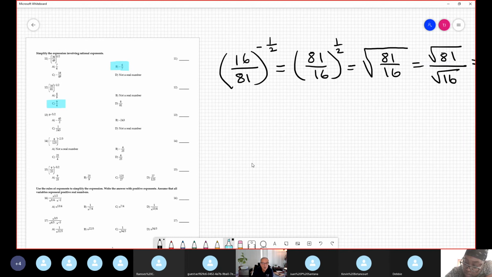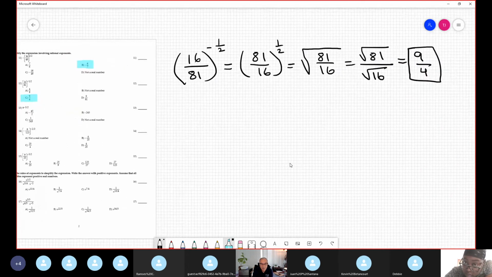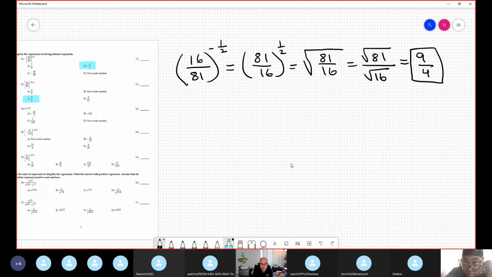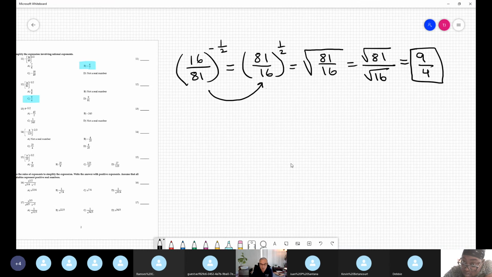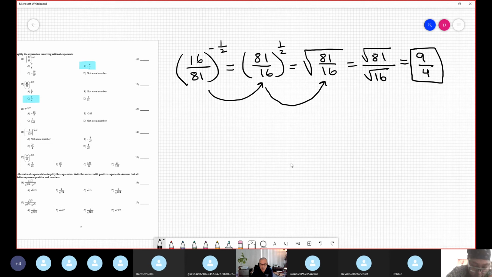9 over 4, 9 over 4. Everyone follow me step by step. Negative exponent. First of all, convert the negative exponent to a positive exponent. This step is conversion of negative exponent to positive exponent. The second step is to change to the radical notation, not fraction notation. Fraction notation is confusing. Now separate numerator and denominator.